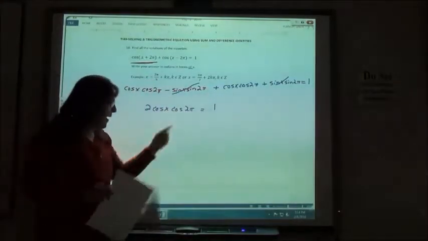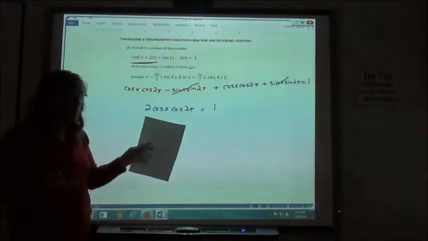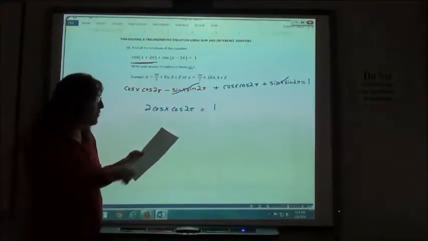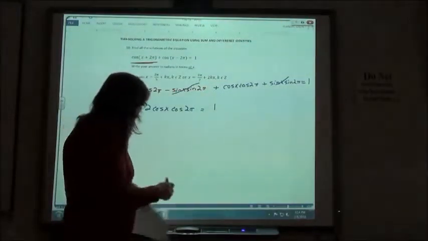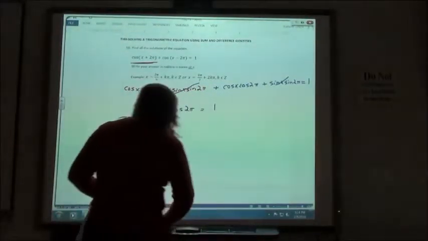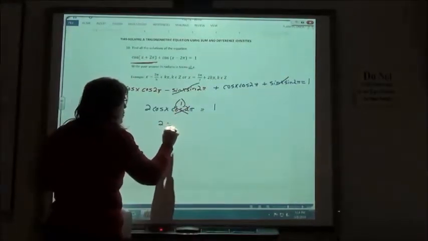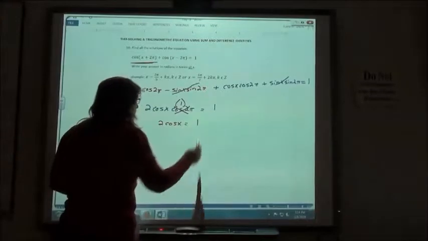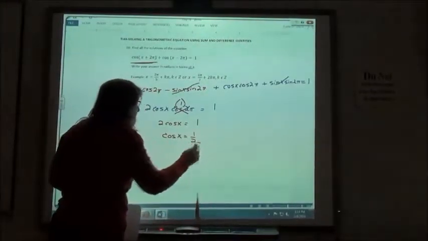Cosine of 2 pi. Now you're going to look up in your table that we've used before. I'm going to look up the value for cosine of 2 pi. So cosine of 2 pi way down at the bottom is equal to 1. So I'm going to replace this with 1. So I get 2 cosine of x equals 1. Solving that, cosine of x equals 1/2.